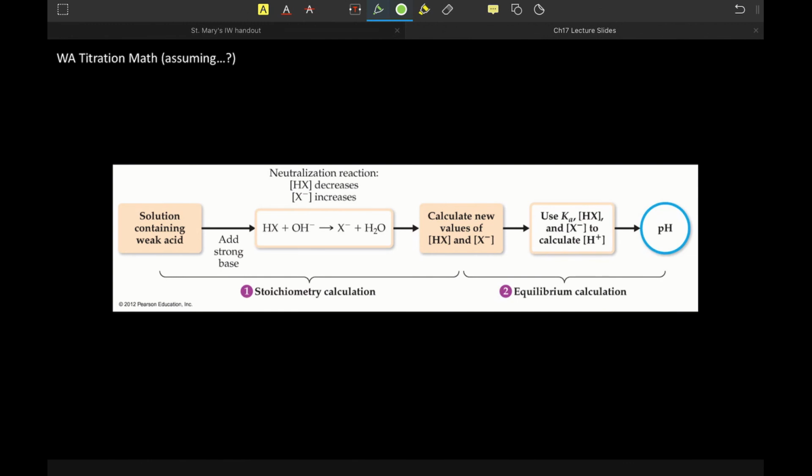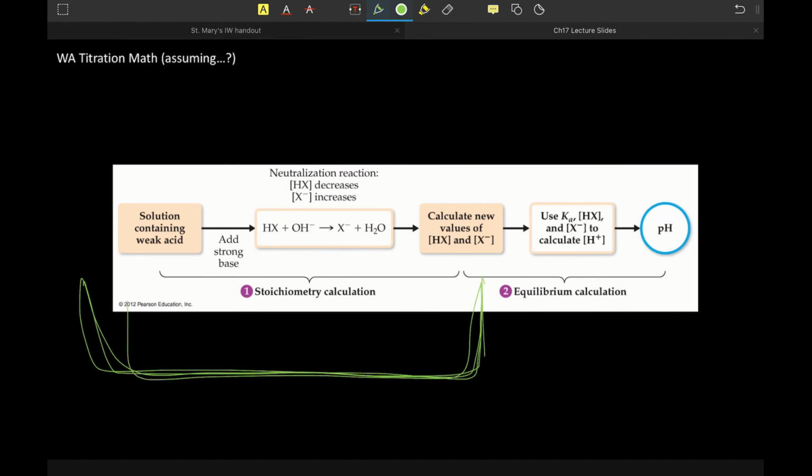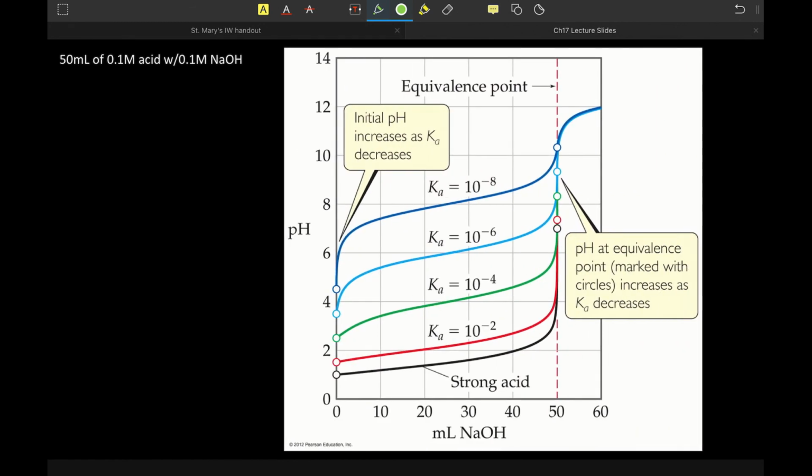All right, next up, titration math. So this goes back to some of the math from chapter 16 when we talked about weak acids, right? In that, if we're going to do something to the weak acid, first we have to figure out how much weak acid is consumed or how much is left, right? And then we have to do an equilibrium calculation to figure out what the final pH is going to be, right?